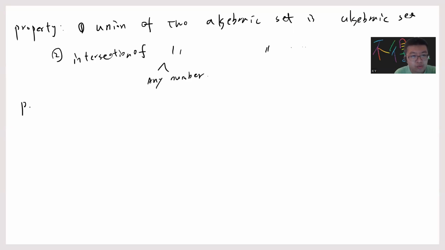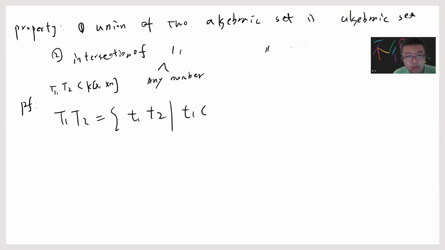Okay, so the proof. This is very simple. Hopefully you can see this. So let me define T1, T2. If T1 and T2 are both subsets of the polynomial ring, then define T1 T2 to be the set of products f g, where f belongs to T1 and g belongs to T2. So this product is in the polynomial ring.